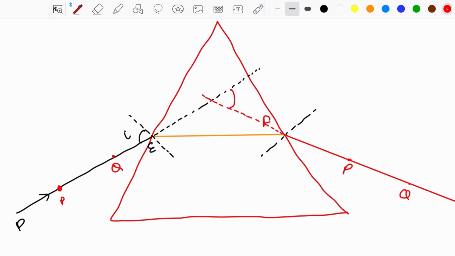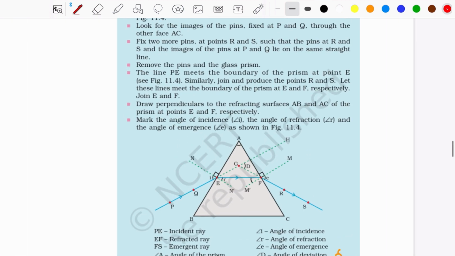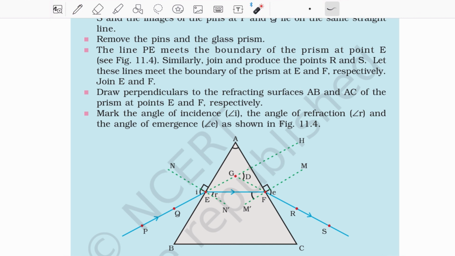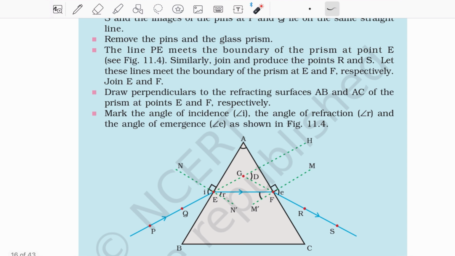तो ये क्या हुआ, मेरा angle of deviation. This is the angle of prism, right? So यहाँ पर draw the perpendiculars of the refracting surfaces, right? AB and AC of the prism, E and F respectively. Mark angle of incidence I and angle of emergence E, right?